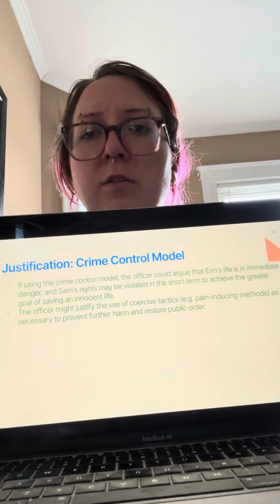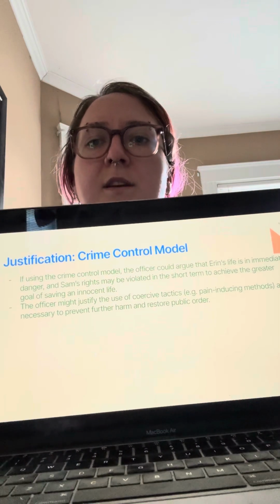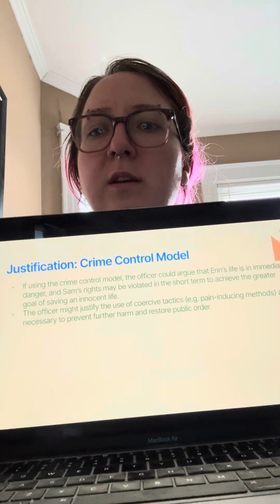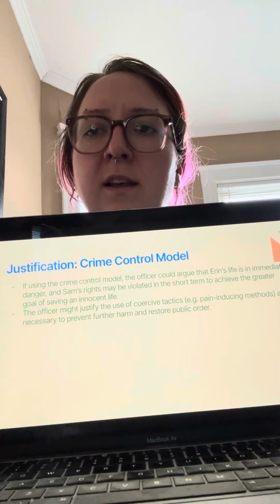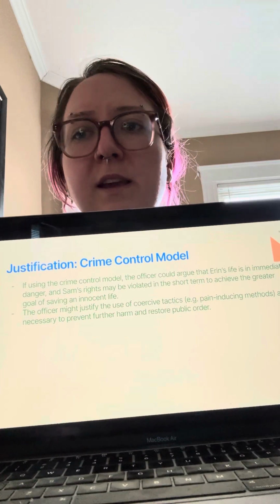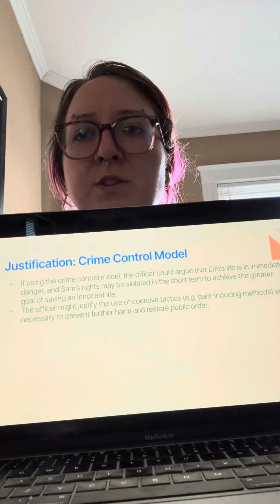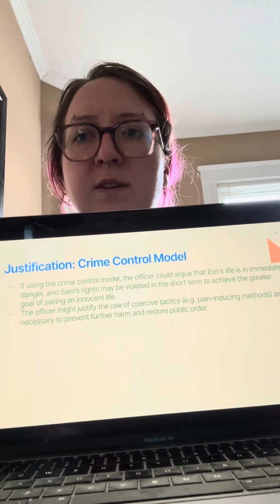Using the crime control model, the officer might justify extreme tactics, like physical pain, to extract information. While this could save Aaron, it risks violating Sam's rights and damaging the case legally. Still, under the model, the urgency to prevent harm outweighs the concern about process.